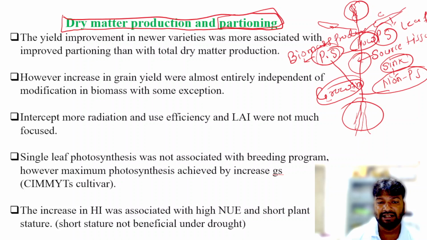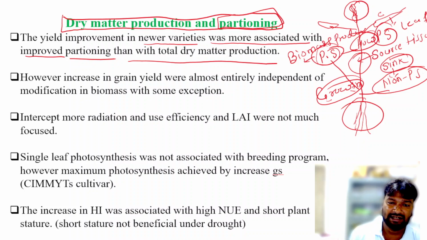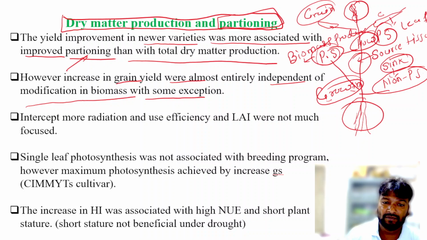Okay, so the yield improvement in newer varieties was more associated with the improved partitioning than with the total dry matter production. So our breeding approaches are mostly targeting more partitioning of this photosynthesis toward the grain. However, increases in grain yield were almost entirely independent of modification in biomass. Only there is some exception. So therefore the partitioning is more dependent on it.